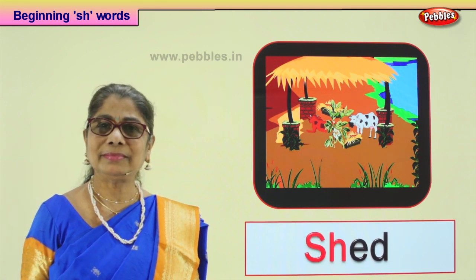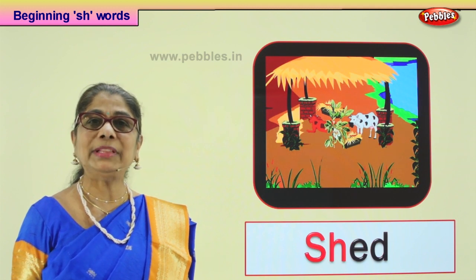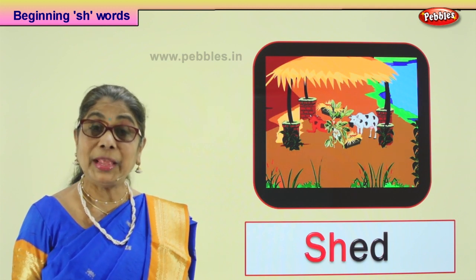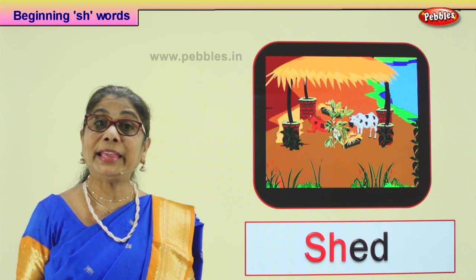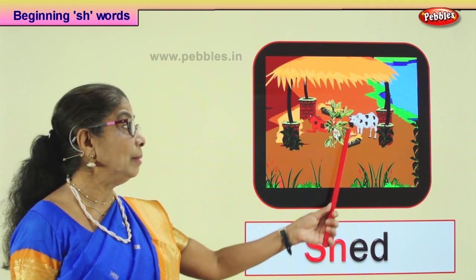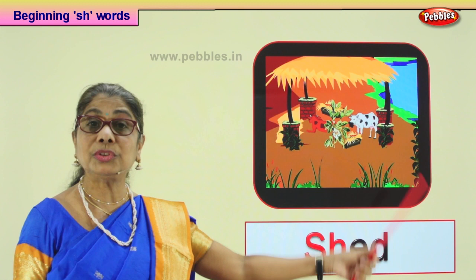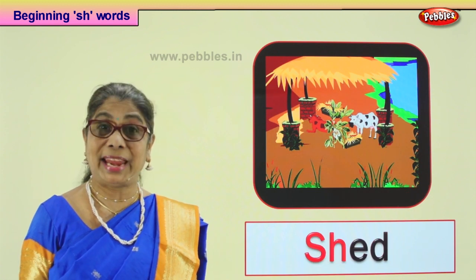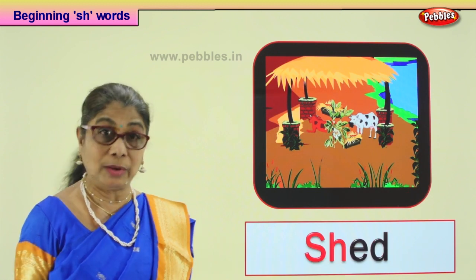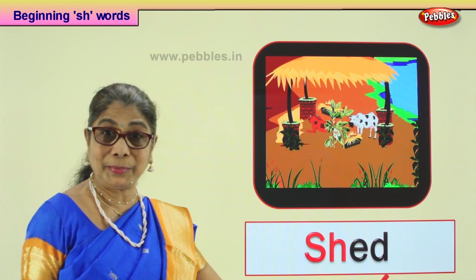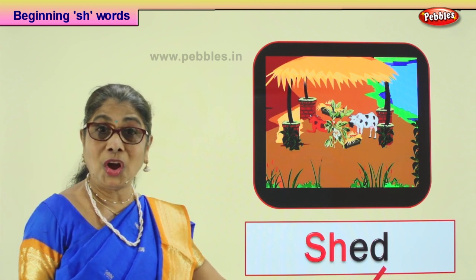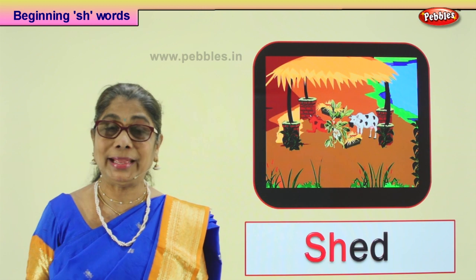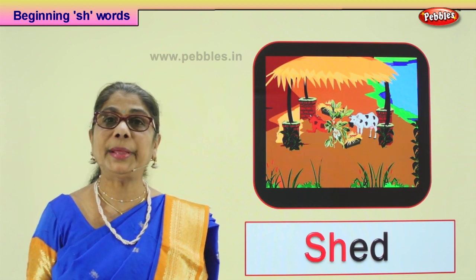Cows, bulls, all these are kept in the shed in the farm. The domestic animals, you make a shed and you allow the animals, ox and cows, all to be in the shed. And we call it a cow shed, whatever. Shed. Shelter for animals. Good. Let's look at our next picture.